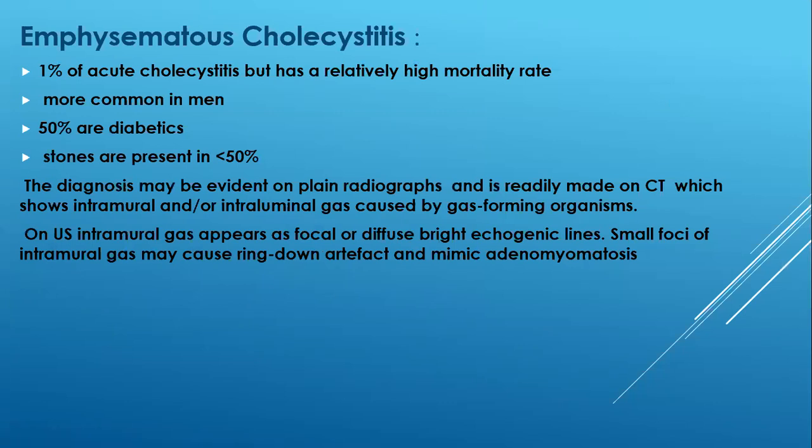Emphysematous cholecystitis is 1% of acute cholecystitis but has relatively high mortality rate. More common in men, 50% diabetics, stones are present in less than 50%. Diagnosis may be evident on a plain radiograph and certainly made on CT, which shows intramural and intraluminal gas caused by gas-forming organisms. On ultrasound, intramural gas appears as a focal or diffuse bright echogenic line with dirty shadow. Small foci of intramural gas may cause ring-down artifact mimicking adenomyomatosis.